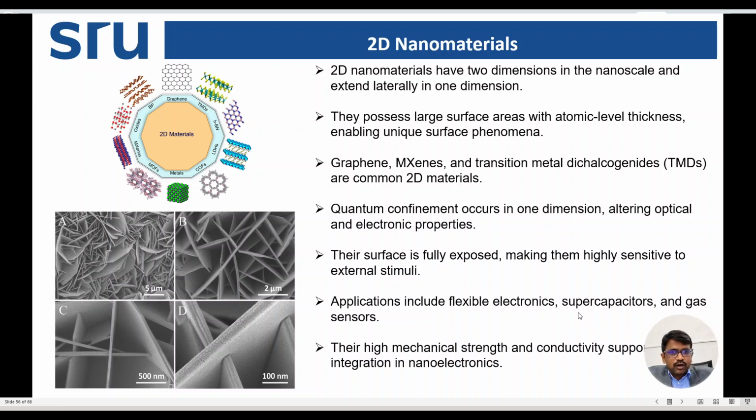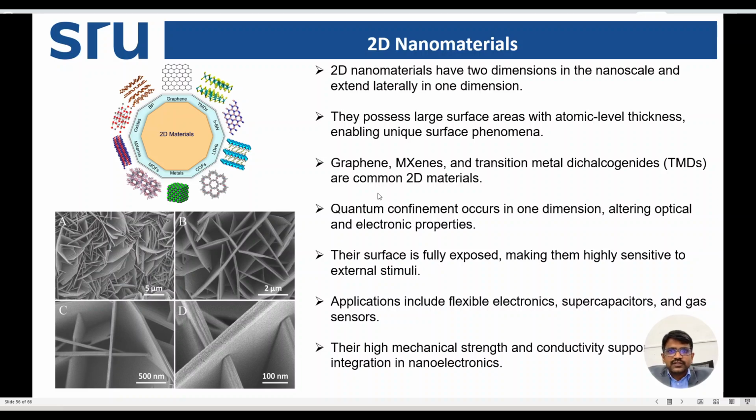And not only optical and electrical properties, they provide better mechanical properties. They provide very good strength. So we can use graphene and these 2D materials for high-strength materials. Wherever we require high strength with light weight, we can use these graphene sheets. See here, their high mechanical strength and conductivity support integration in nanoelectronics.